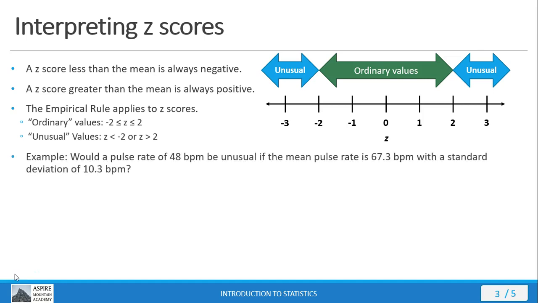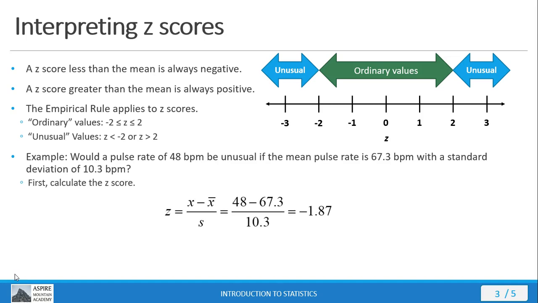So, for example, would a pulse rate of 48 beats per minute be unusual if the mean pulse rate is 67.3 beats per minute and the standard deviation is 10.3 beats per minute? Well, we have everything we need to calculate a z-score, so let's go ahead with that. We do that by looking at the definition: x minus x bar over s. 48 is the value of interest, which we represent with the x. The mean of 67.3 and the standard deviation of 10.3 both appear in our question. So we put those in, and when we punch all that out on our calculator, we get negative 1.87.